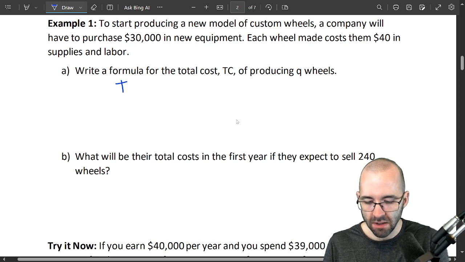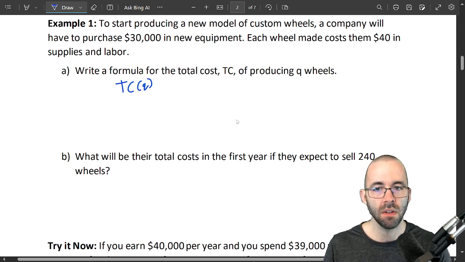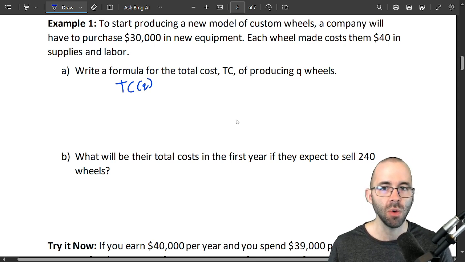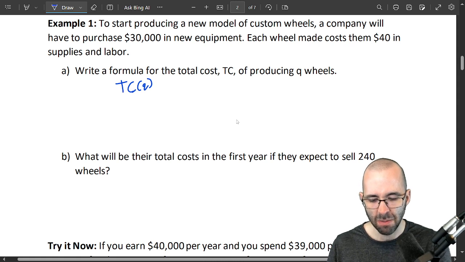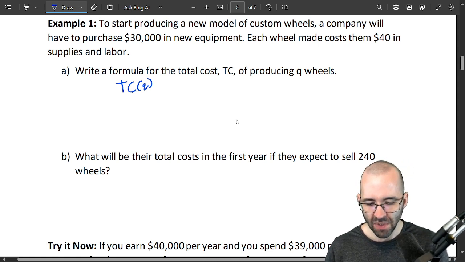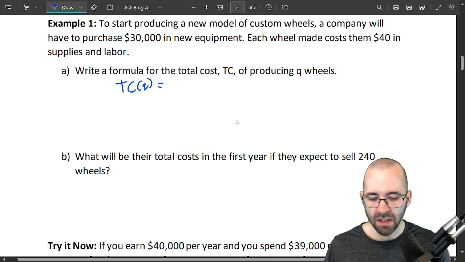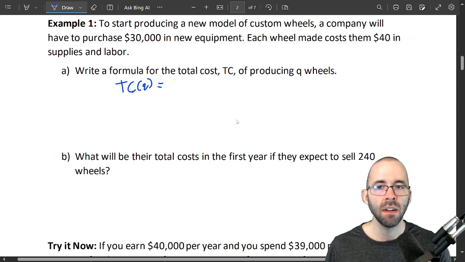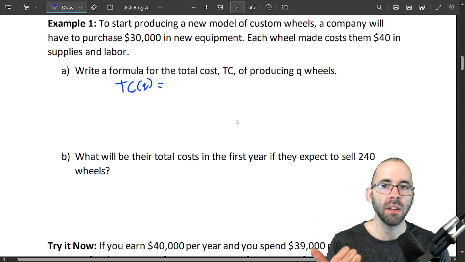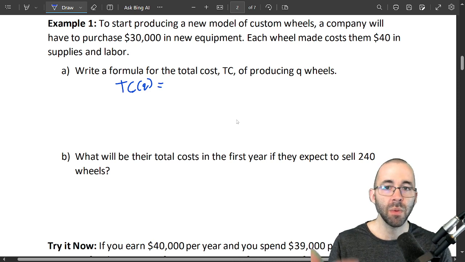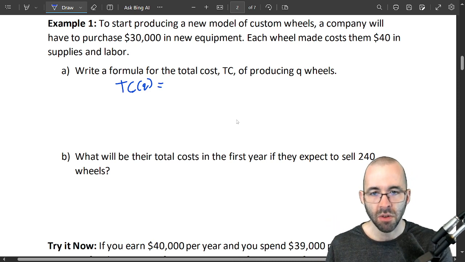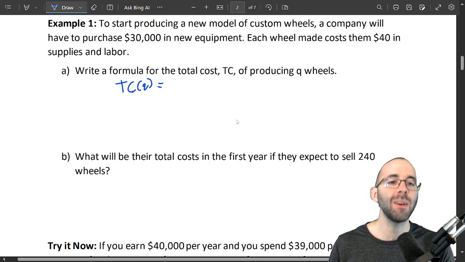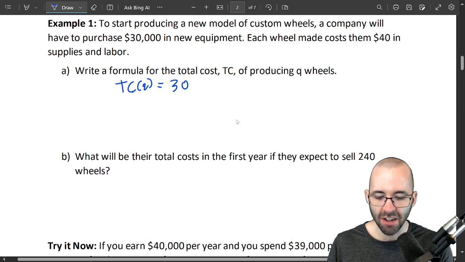All right, so the total cost is going to be a function of Q. Just like f of x, we can write TC of Q. My C's sometimes look like parentheses, I'm sorry. TC of Q is going to be the fixed costs plus the variable costs, just like we did with the water. Well, if we're producing wheels, we do have to pay for this equipment. So no matter how many wheels, if we produce any wheels, we're going to have to pay that $30,000 for that equipment.